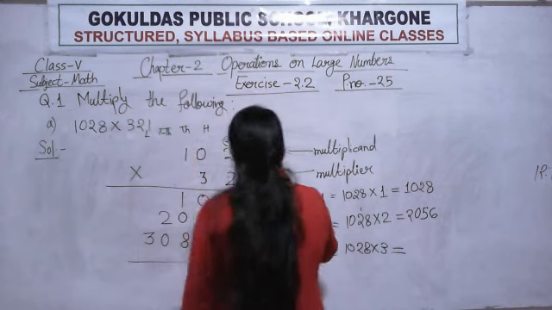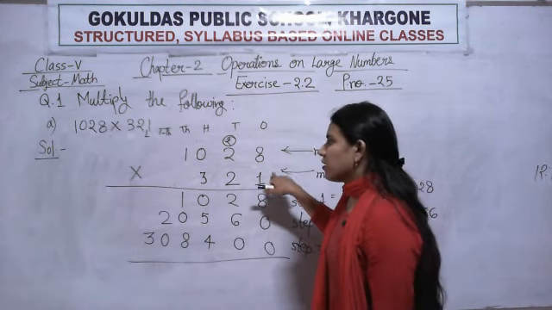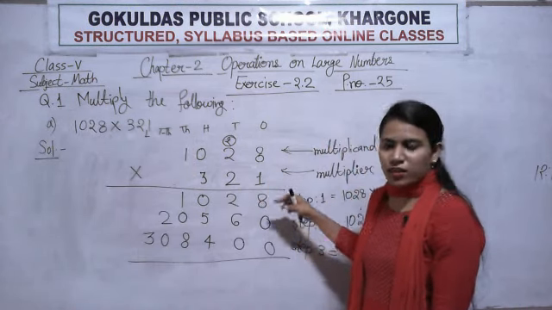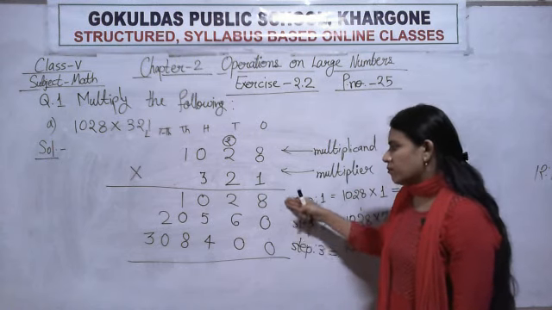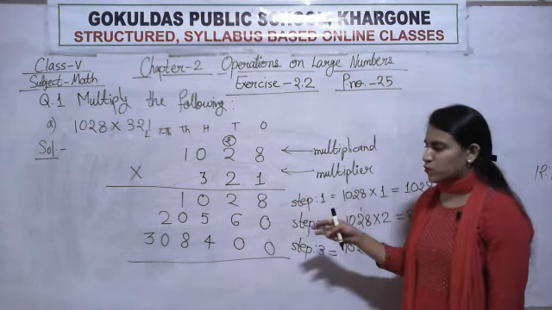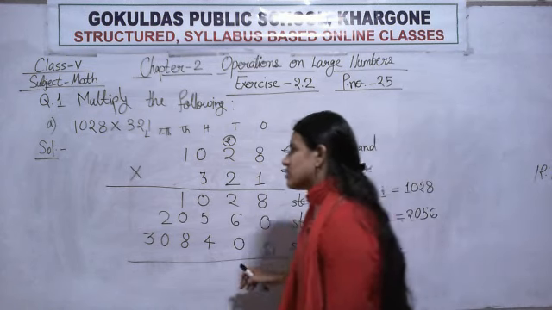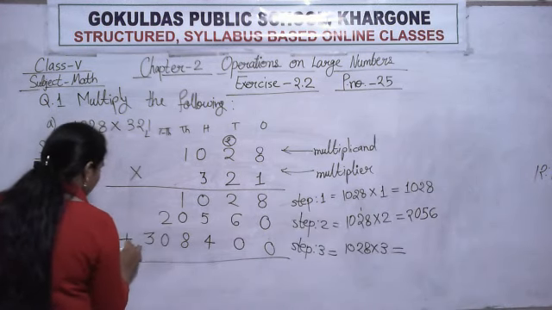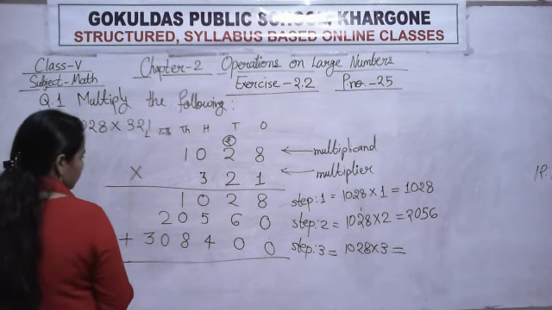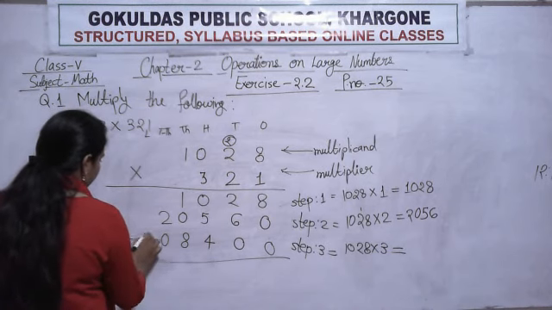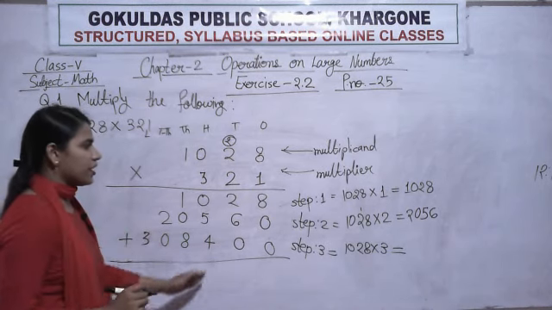I told you that when you multiply by a 3-digit number, your question will be solved in 3 steps. So we solved the 3 steps. Now add all these 3 numbers.